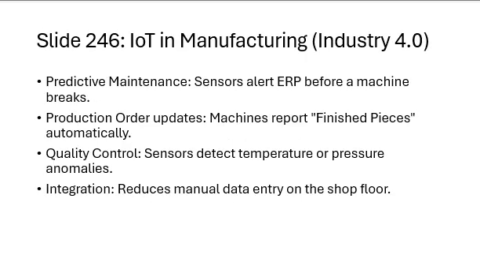Okay, the Internet of Things in manufacturing, also named Industry 4.0. This enables predictive maintenance that alerts the ERP before a machine breakdown occurs. The production orders are updated automatically by connected machines. Quality control sensors detect anomalies in temperature and pressure. Integration will reduce manual data entry on the shop floor. So the IoT will improve efficiency in manufacturing operations significantly.